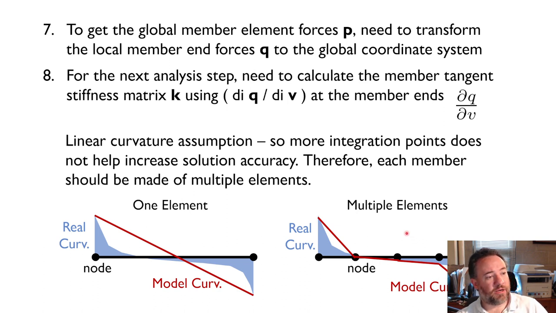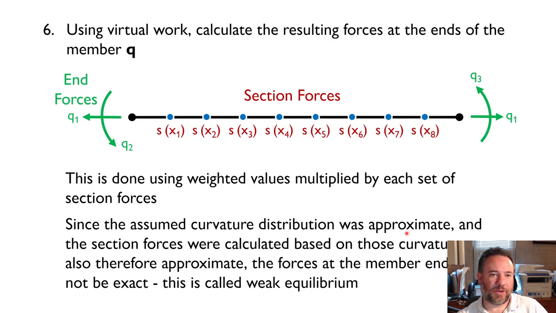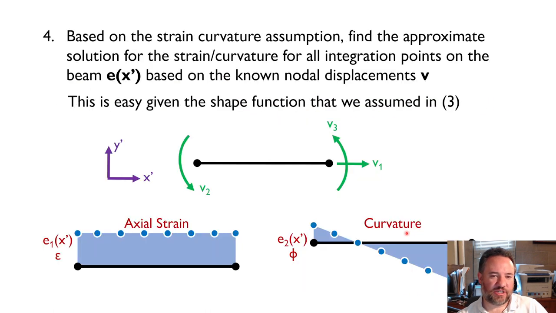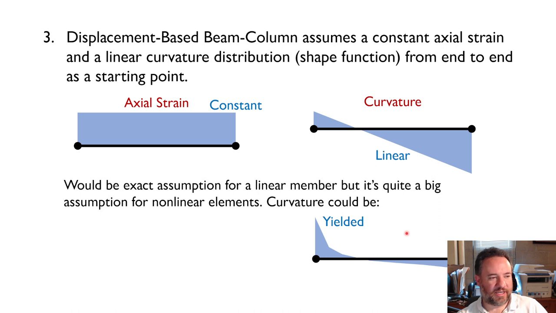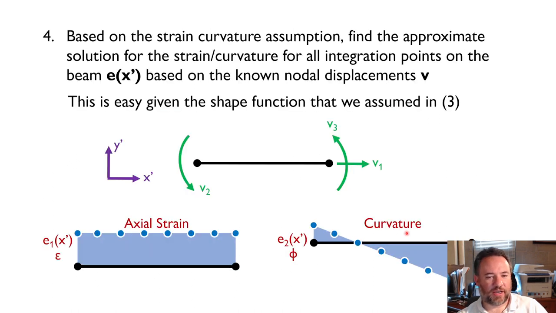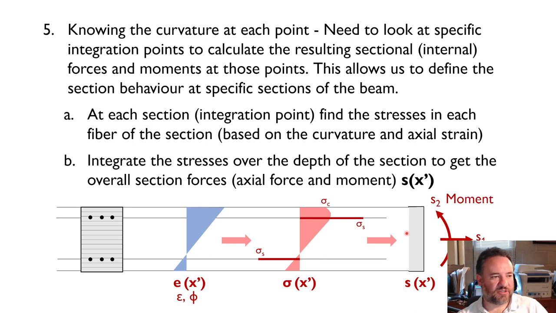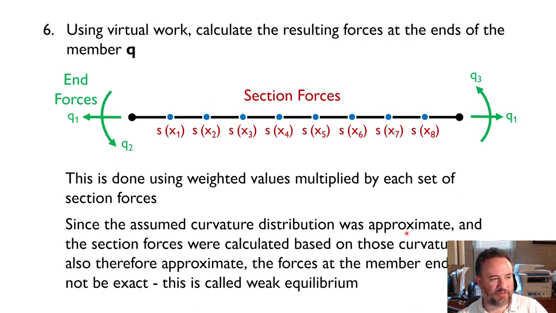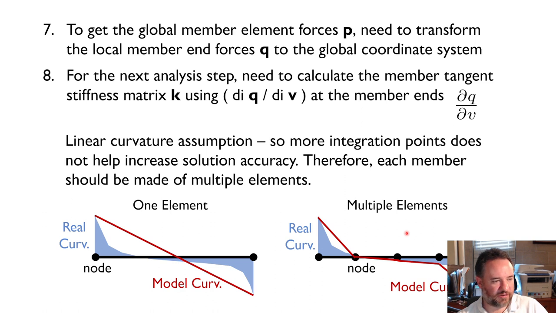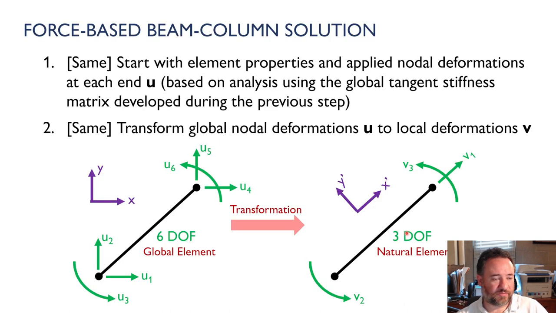And why might I want to do that? Because this analysis is pretty quick. There's no iteration. It just starts from the beginning. I get my strain, my curvature. From that, I get my section strains and curvature. From that, I get my section forces. From my section forces, I get my end forces. From my end forces, I get my global end forces and my stiffness matrix. And then I give those back to OpenSees and I'm done. So it's very quick. You'll notice that the force-based is not so quick.